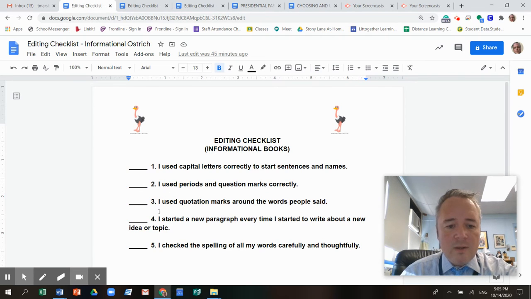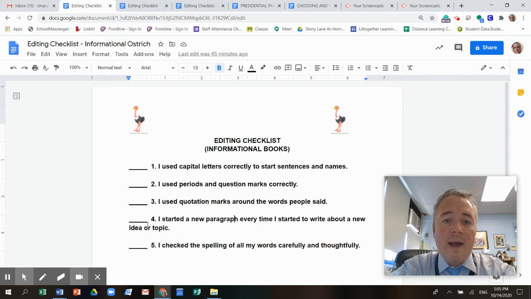Number 4 says, I started a new paragraph every time I started to write about a new idea or topic. All these checklists make the assumption that you are the kind of writer that uses paragraphs. This one tells you when you need to do that, so it's a good reminder. I like reminders, so that might be a checklist that I would use.